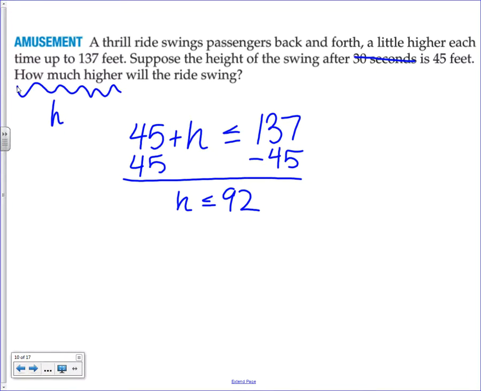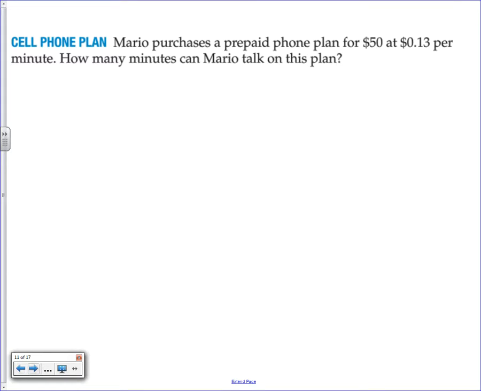All right, moving on. We're on to the back now. All right, we're talking cell phones. Now, I feel like this question, instead of minutes, should be text messages because nobody talks on the phone anymore. You guys don't pick up the phone and call people. You pick up the phone and text people.